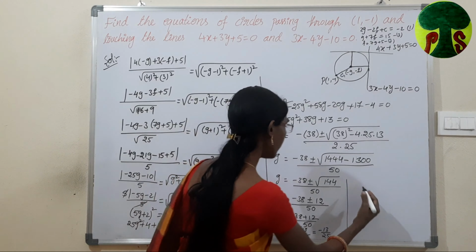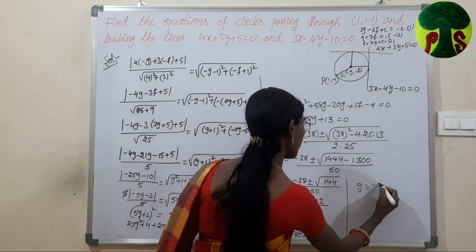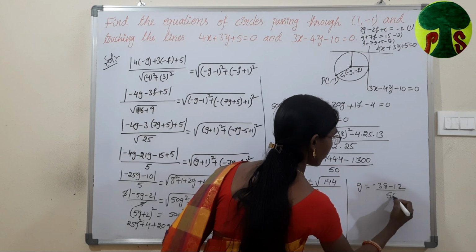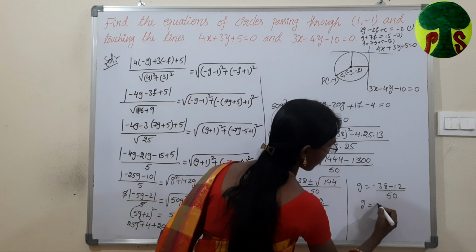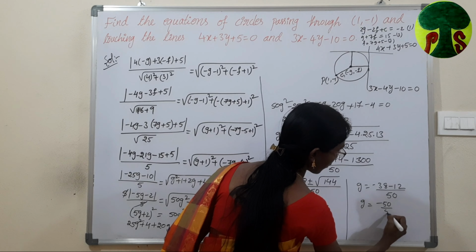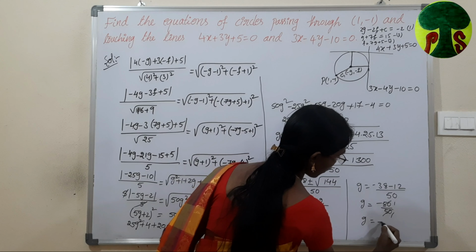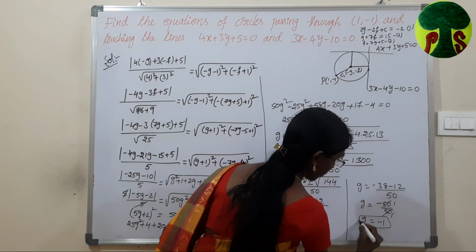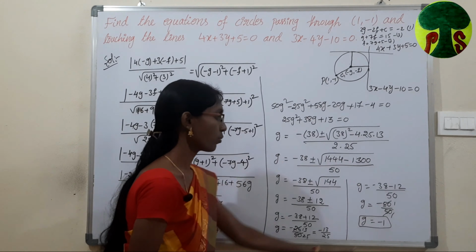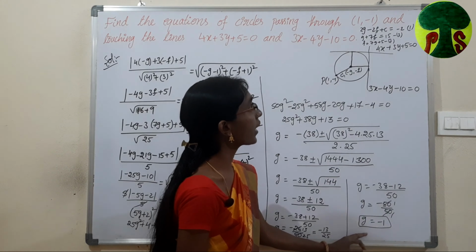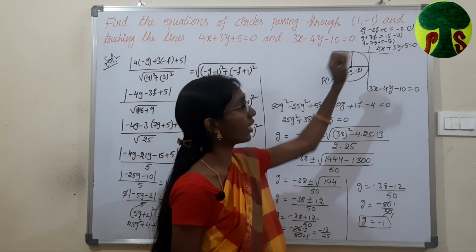Now take minus 12. So g is equal to minus 38 minus 12 divided by 50. So g is equal to minus 50 by 50. So 50 ones are 50. So g is equal to minus 1. So now we have the g values. One is minus 1 and the other one is minus 13 by 25. So we have to substitute the g value in equation 3 to get the value of f.